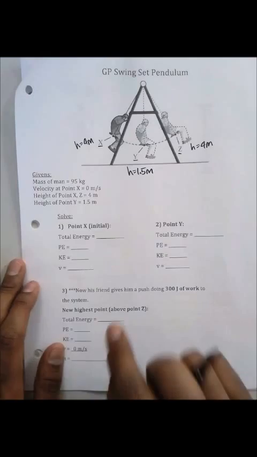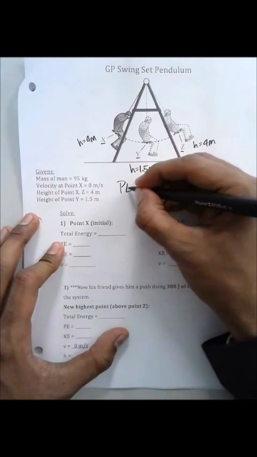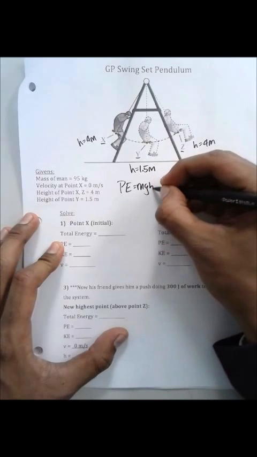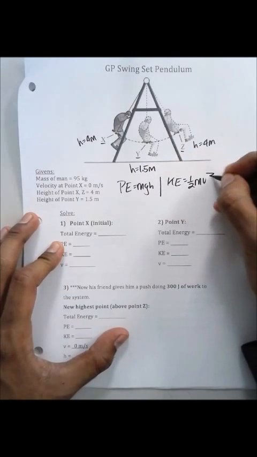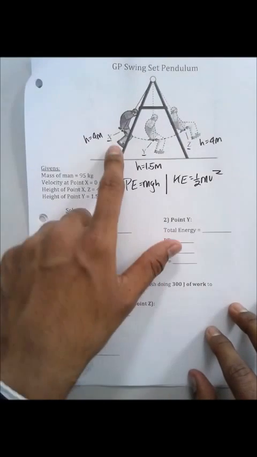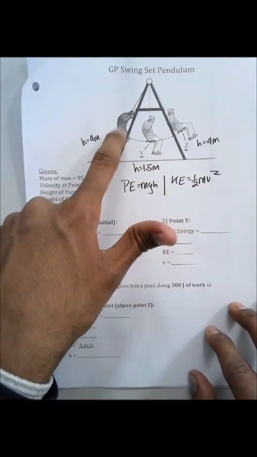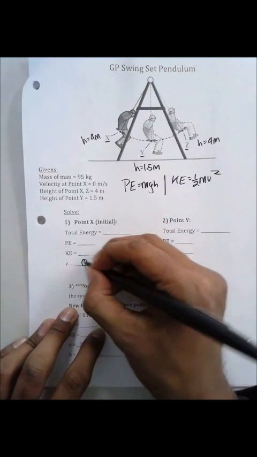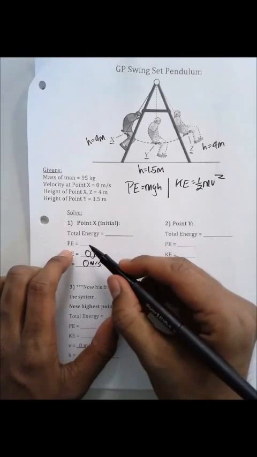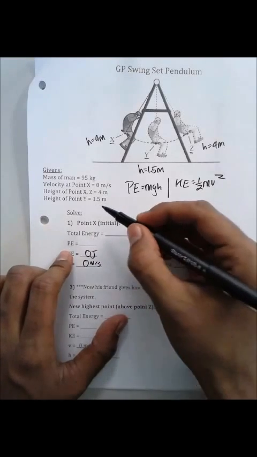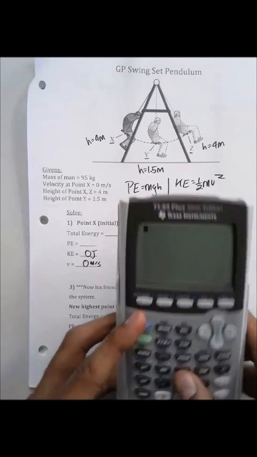So the way that we're going to approach this problem is first to find the potential energy at the very beginning. Remember, potential energy is mgh, and kinetic energy is 1/2 mv squared. We know that the velocity of the man at point X is equal to 0 meters per second, right over here at the very beginning, he starts from rest. That means that if the velocity is 0 meters per second, kinetic energy is 0 joules. That also means that whatever the potential energy is at the beginning, that must be equal to the total energy. They're the same rules that we just went over. So PE is equal to mgh.